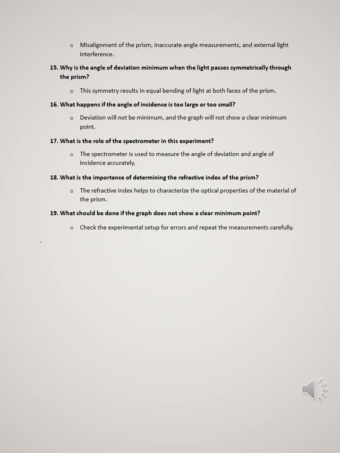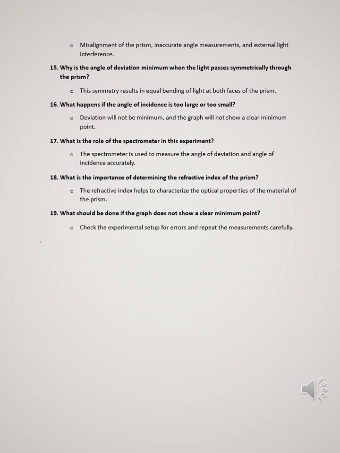16th question. What happens if the angle of incidence is too large or too small? The deviation will not be minimum and the graph will not show a clear minimum point. 17th question. What is the role of the spectrometer in this experiment? The spectrometer is used to measure the angle of deviation and the angle of incidence accurately.